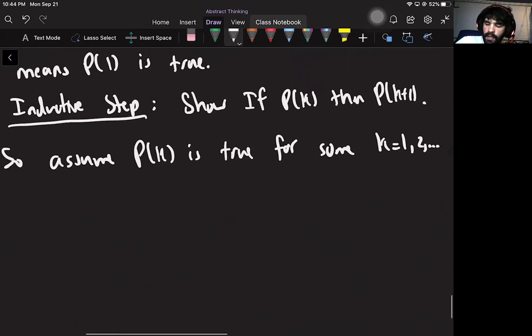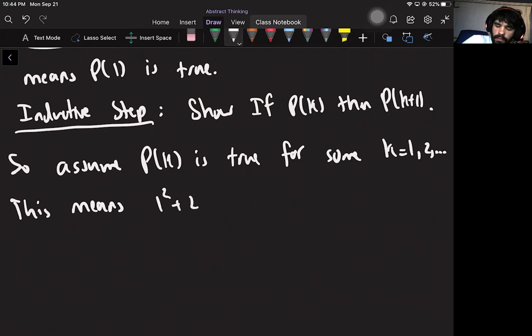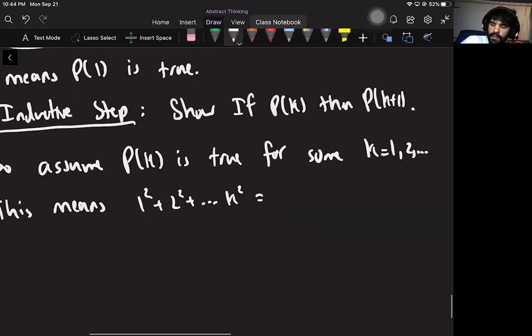So we're assuming P of k is true. What does that mean? This means that 1 squared plus 2 squared plus ... plus k squared is going to equal, and k is going to be what I plug in.